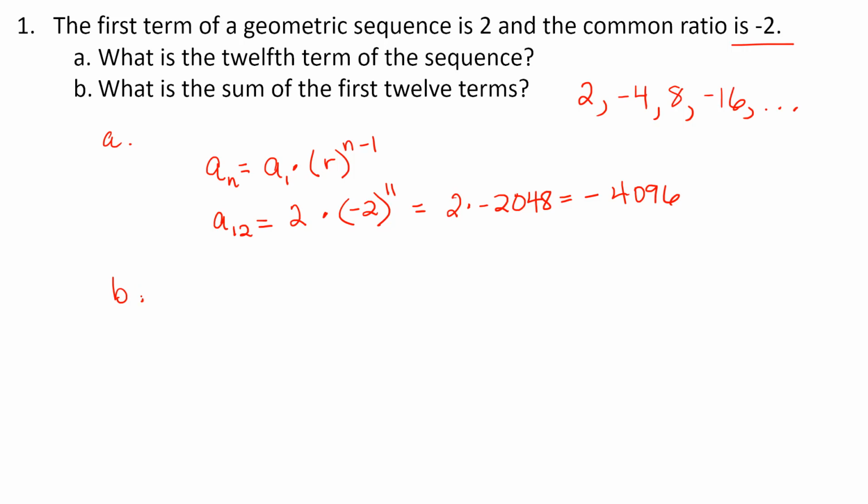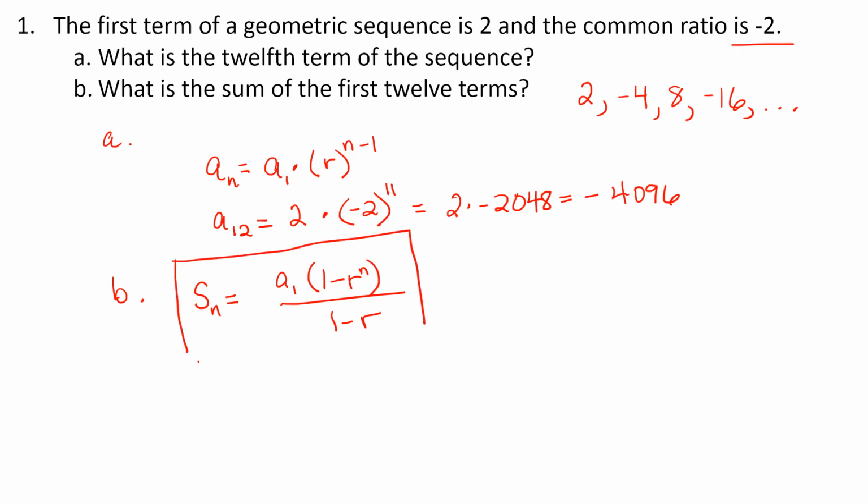Part B, you want to find the sum of the first 12 terms of this sequence. And so you have to remember that to find the sum of the first n terms of a geometric sequence, you're going to have a sub 1, your first term, times 1 minus r to the n power, over 1 minus r. Okay, so this is the formula for the sum of the first n terms of a geometric sequence.